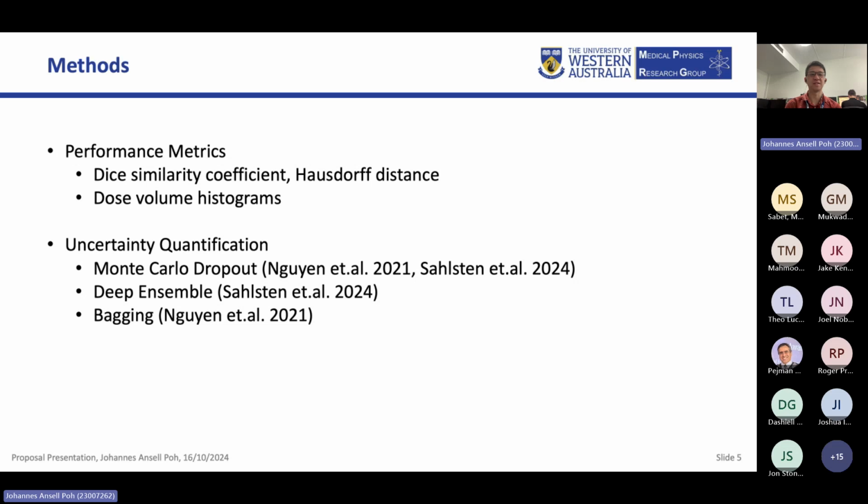The idea of uncertainty quantification is that when the model outputs a prediction, it also outputs how certain it is with its prediction, so that if the model is not very certain of its prediction, it can flag the result, and the clinicians that see the result can make a more informed decision of whether or not to use this prediction from the model. Some of the methods for uncertainty quantification are Monte Carlo dropout, deep ensemble, and bagging.